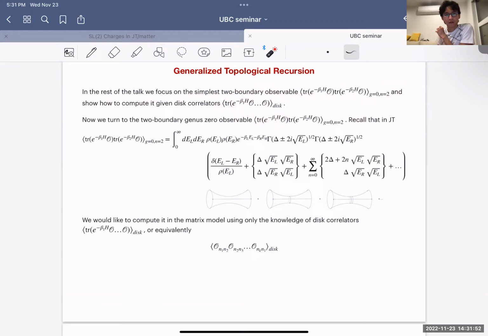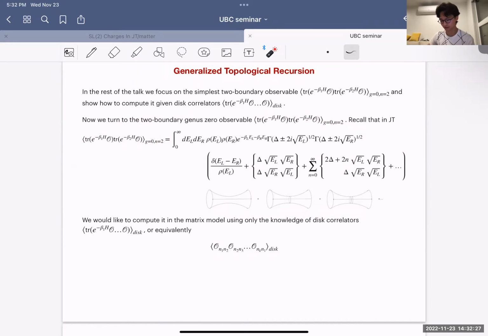So recall that in JT gravity, the answer for this object was this formula, right, where we had just no closed loops. We had operator delta propagating here and double traces propagating here and so on. And so what we would like to do is obtain this formula in the matrix model from the disk correlators, equivalently these kind of objects. In the energy basis, it's this kind of cyclic product of matrix elements.